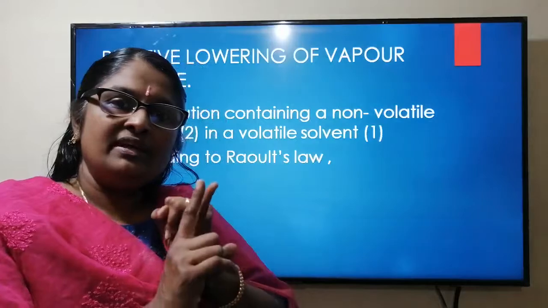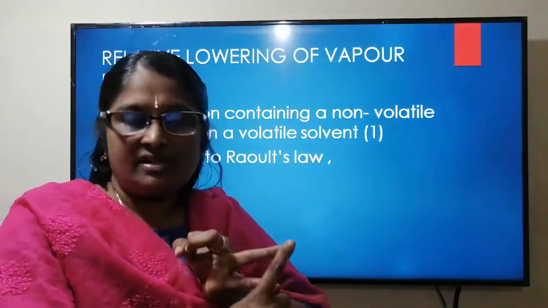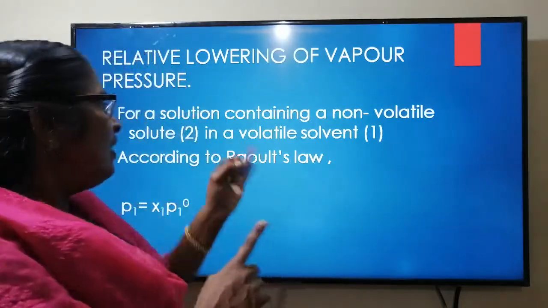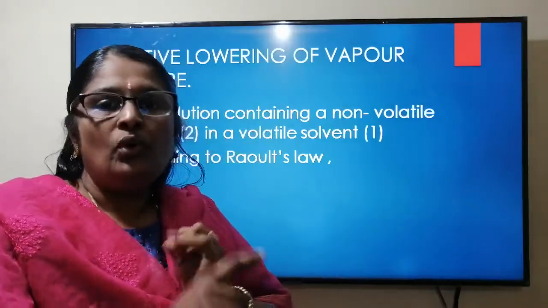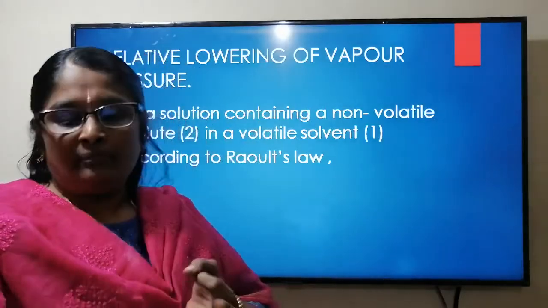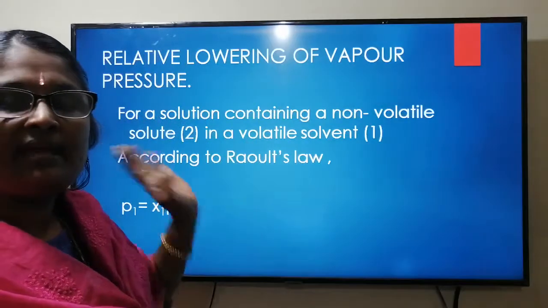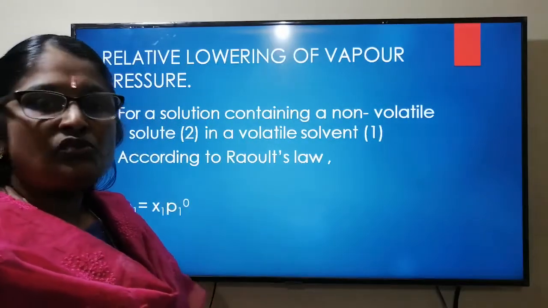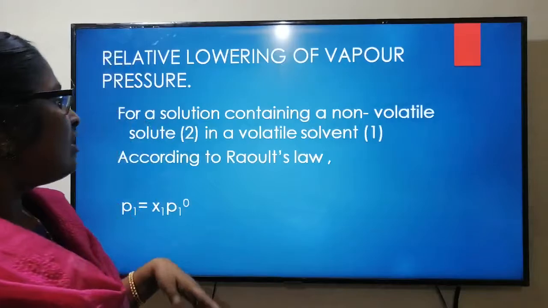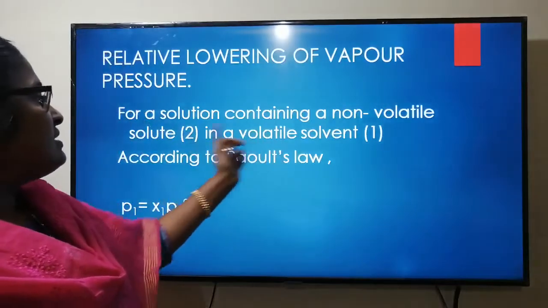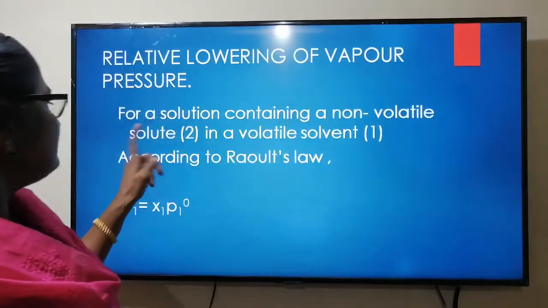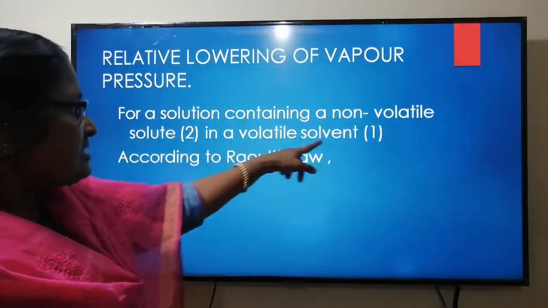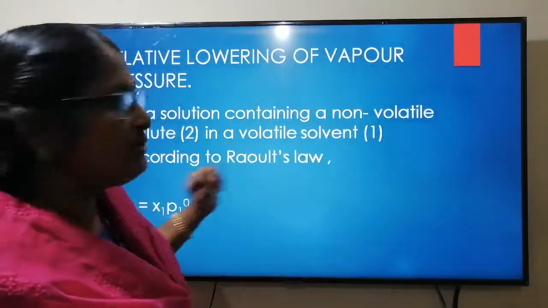So the solvent will be given the number 1 or the capital letter A. For the solute, normally we use either 2 or capital letter B. Everywhere the representation will be either 1 or A and 2 or B for solvent and solute respectively. So, a volatile solvent is 1 and a non-volatile solute is 2.